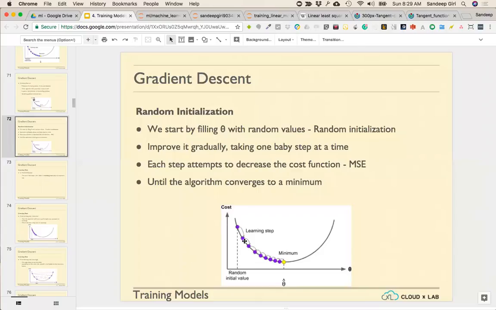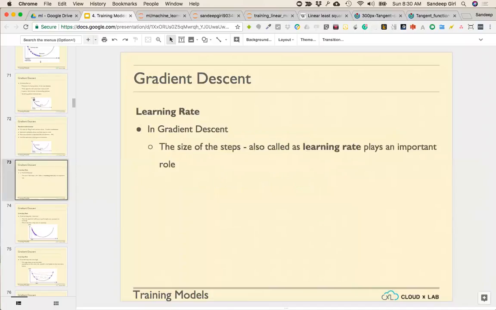Here we are showing that we are moving only in one direction. We first assume some value of theta, some initial coefficient, and then measure whether the slope is up or down. If the slope is down, we keep going, increase theta further, and check if the slope is still down. If it is, keep going faster and faster in that direction. If the slope is steep, we go faster; if it is not steep, we go slower. The size of the steps is called the learning rate, and it plays an important role.